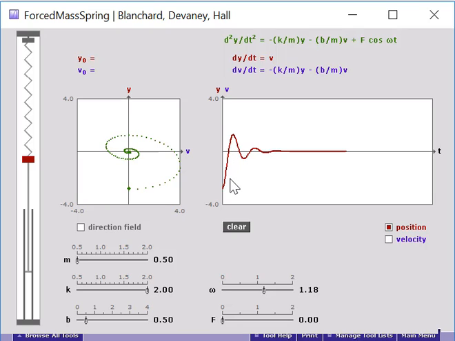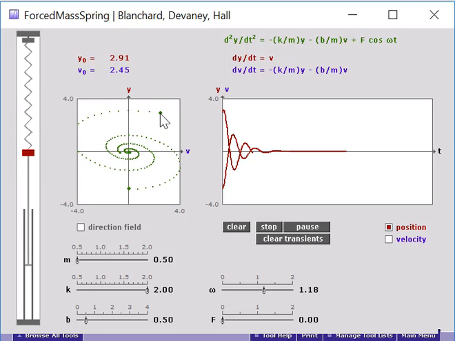So in this case, if you were to look at the square root of b squared minus 4mk, this would give us complex eigenvalues, which gives us an underdamped system. And we could start this with any kind of initial conditions. It's going to die down to 0.